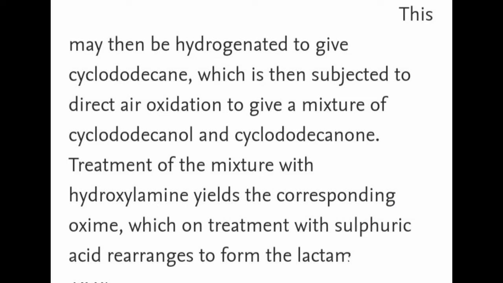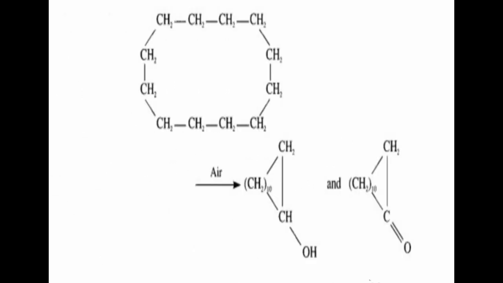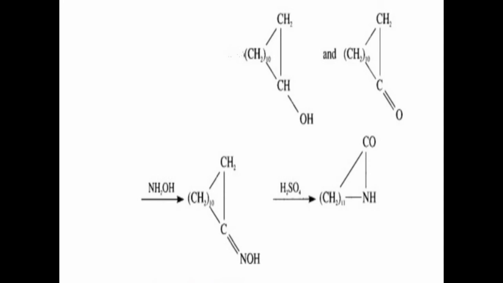this cyclododecanol and cyclododecanone with hydroxylamine give the corresponding oxime. You can see here both of these with hydroxylamine give the formation of oxime. The oxime C double bond N OH group linkage is formed. You can see at the bottom of the screen, which with H2SO4 gives the formation of polymer with linkage CONH.